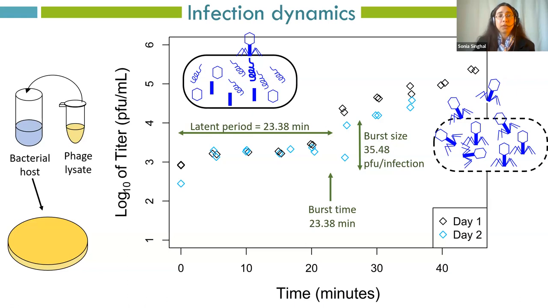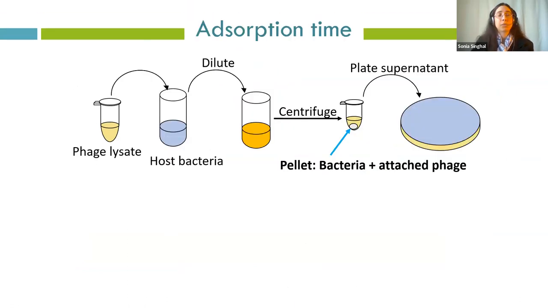To look at this in more detail, we ran a second experiment. Here, we're taking advantage of the fact that bacteriophages that have attached to bacteria can be separated out with the bacteria. So we take our phage lysate, the pure phages, we combine them with the host bacteria, and then instead of sampling and plating directly to count the phages, we have a dilution step where the culture is diluted, and that stops the attachment or adsorption of the phage by essentially separating them out from their host cells.